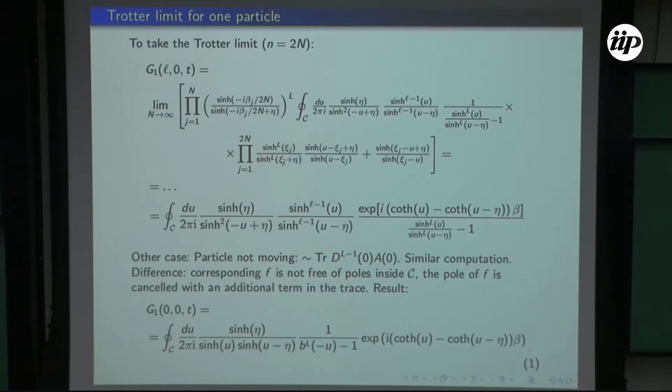Now the drawback of this method is that for every different kind of configuration you have to repeat your computation, and then after a while you realize some kind of patterns, and then you try to prove it generally, and then it gets messy. But either way, the same way you can prove it for the case when the particle doesn't move, then you have to consider a different kind of trace. The similar computation, basically you end up with a very similar expression where this factor is missing because the particle stays at the same location.